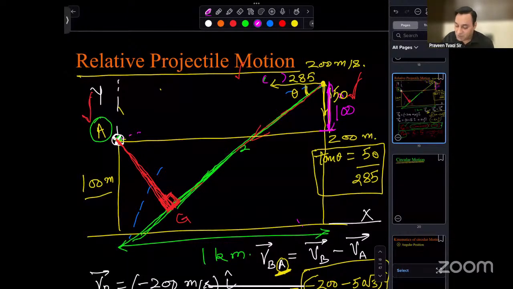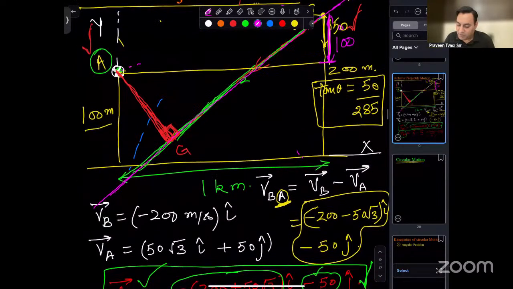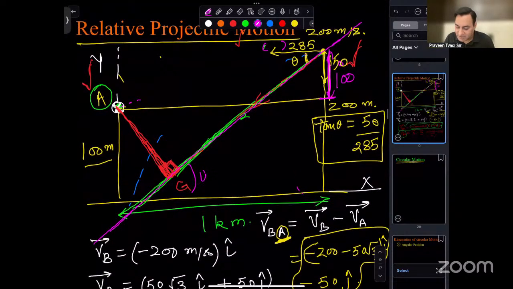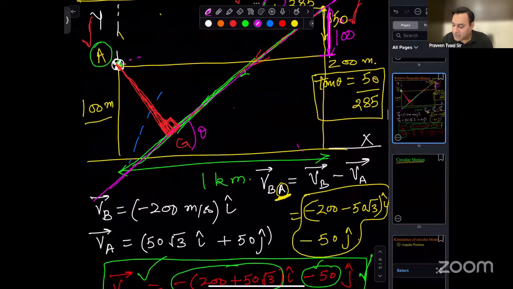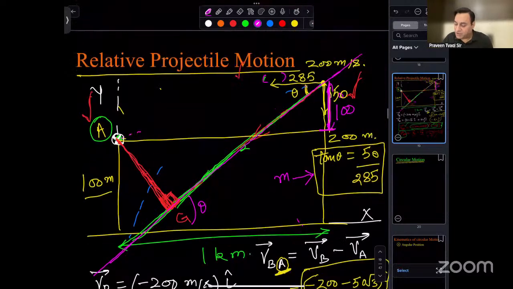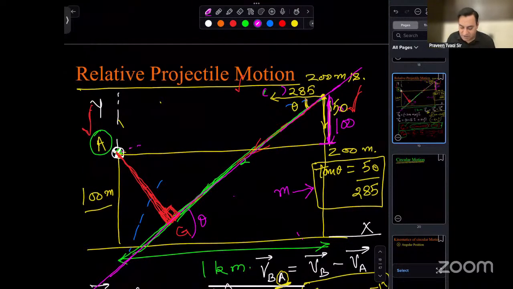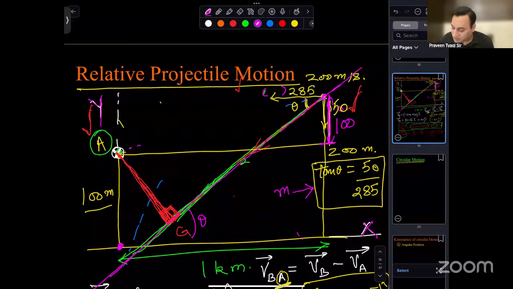Now, if I know this as theta, and tan theta represents the slope of this line, I can write the equation of this line. I know the slope m, and there is a point that you know. If this is the origin, this is the x-axis, this is the y-axis, you know this point. This point is how much?